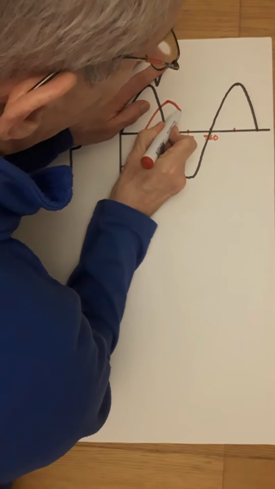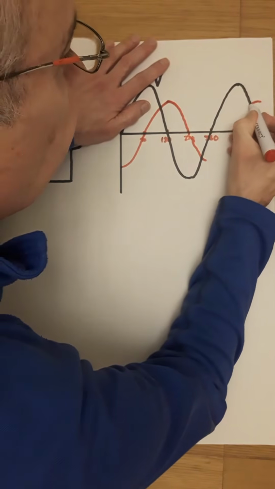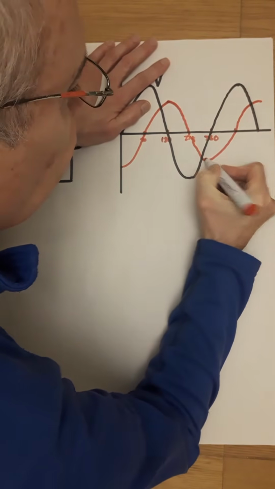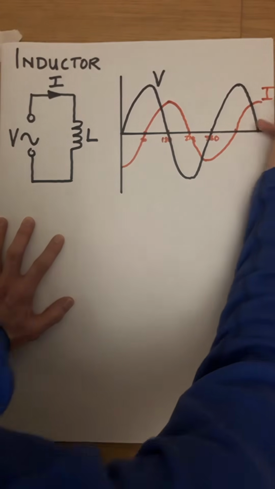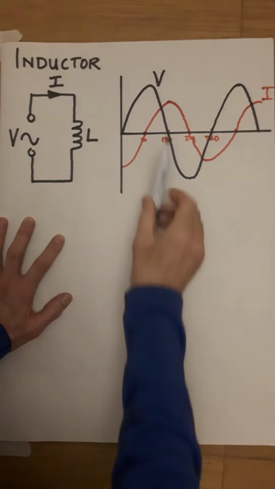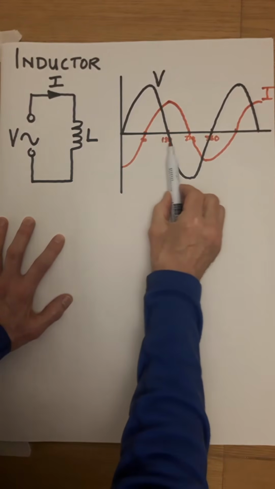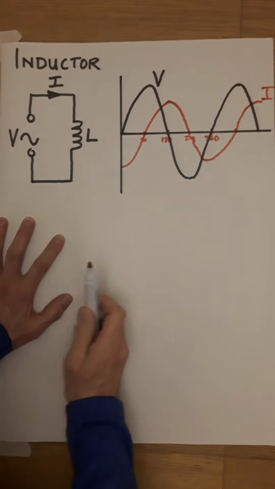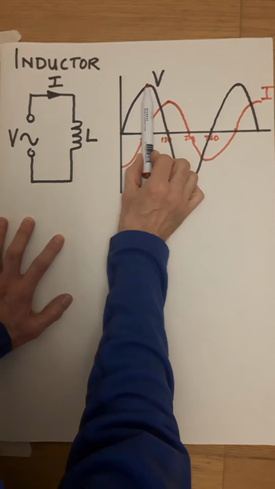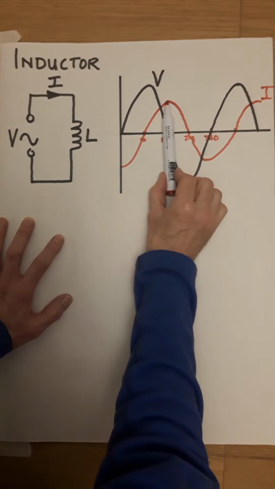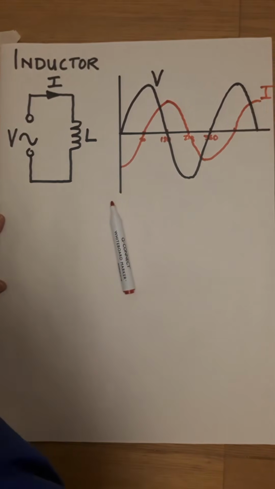So the current, oops. Okay. So not the prettiest, but it'll do. So the current is reaching its maximum 90 degrees later than the voltage. That's why it is really important to mark on the 90, 180, 270, 360 marks and get this drawing accurate. So there is the voltage at its maximum. 90 degrees later, the current is at its maximum. So the current has shifted along 90 degrees from how it behaved with the resistor.